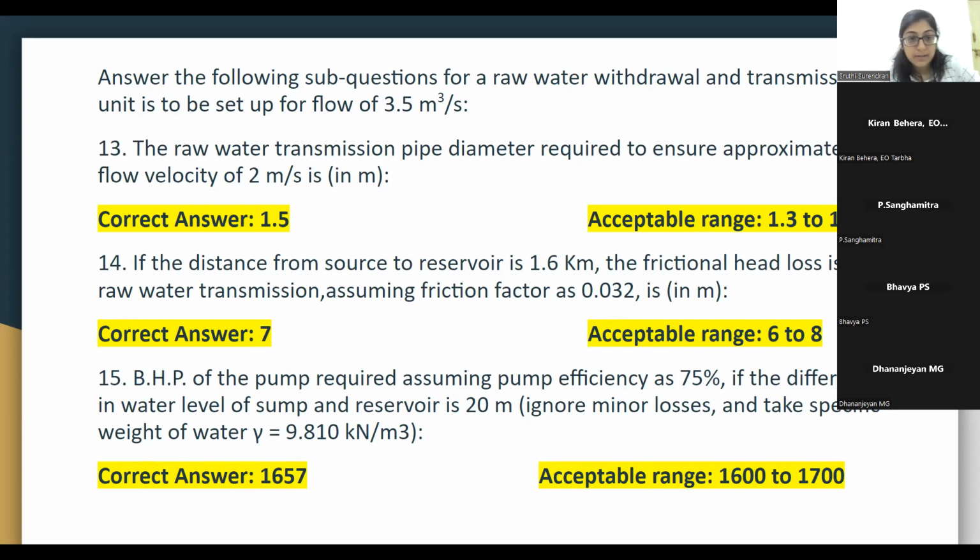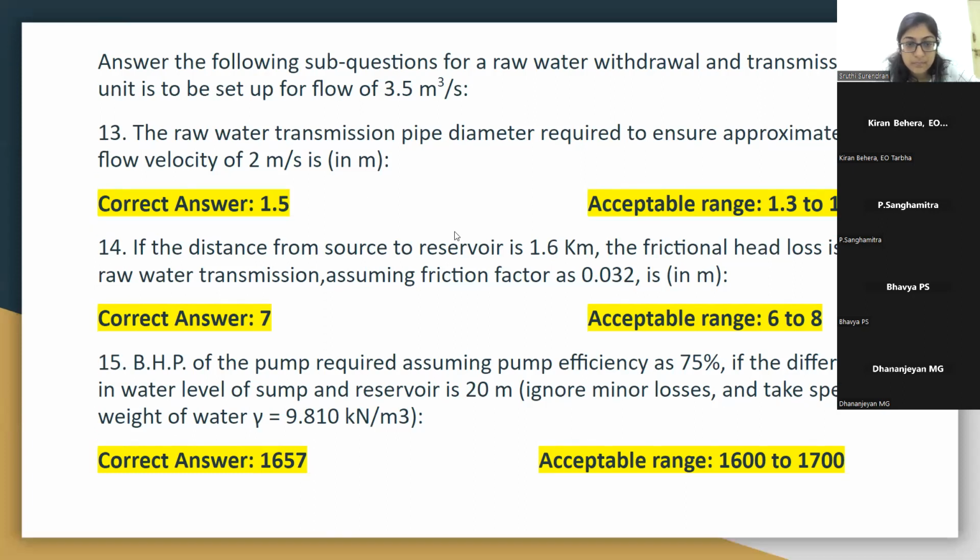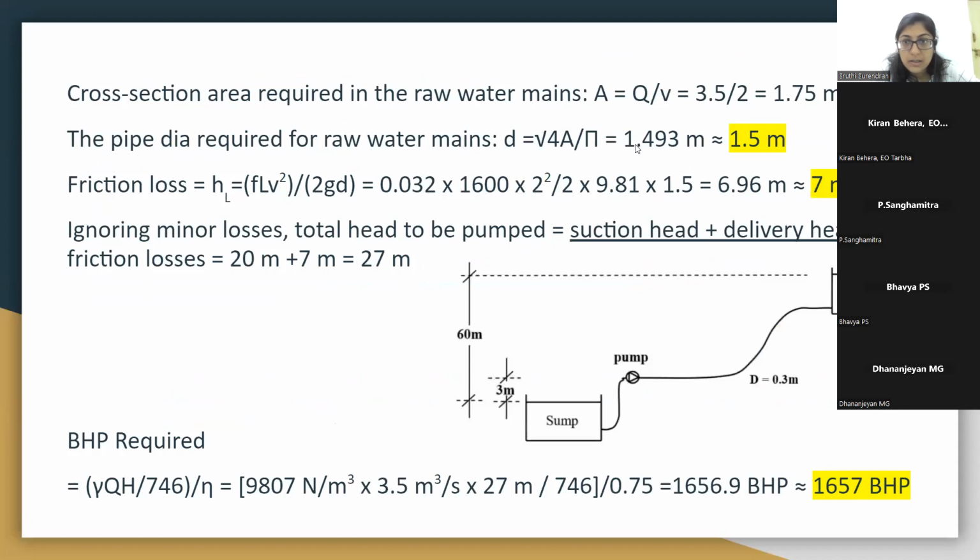So yeah, the first question, this is the formula that we would be using. Here is the formula: A is equal to Q by V. Here Q is given as 3.5 meter cube per second. Velocity is 2. So that is equal to 1.75 meter square.